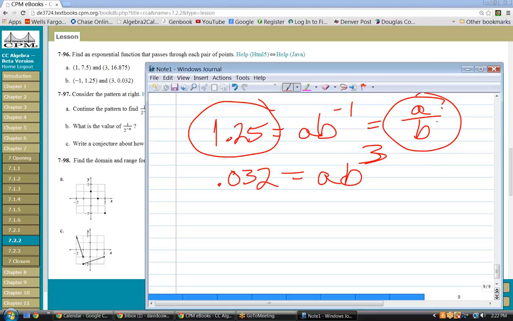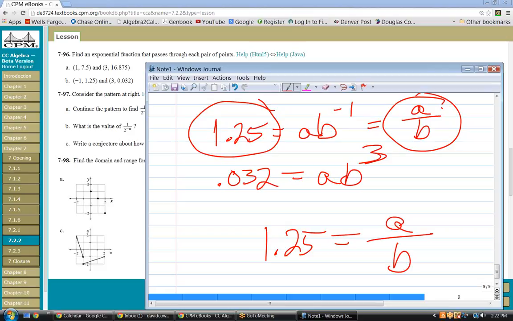Just one. Solve this: 1.25 equals A over B. How do you solve for A? Divide the other side by B. Multiply the other side by B. What? Multiply the other side by B.